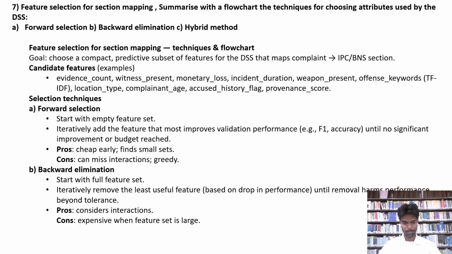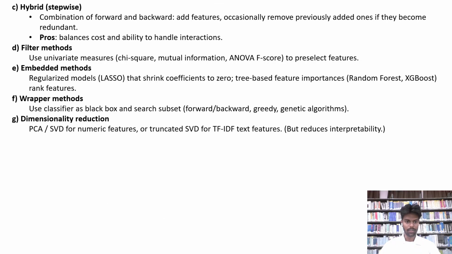Pros: cheap early and finds small sets. Cons: can miss interactions or be greedy. B, backward elimination. Start with the full feature set. Iteratively remove the least useful feature based on drop in performance, until removal harms performance beyond tolerance. Pros: considers interactions. Con: expensive when the feature set is large. C, hybrid stepwise. Combination of forward and backward: add features, occasionally remove previously added ones if they become redundant. Pros: balances cost and ability to handle interactions.